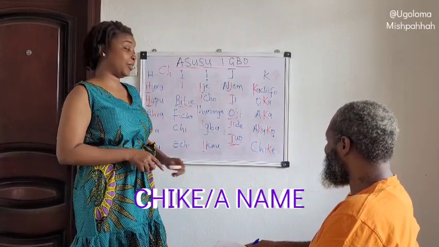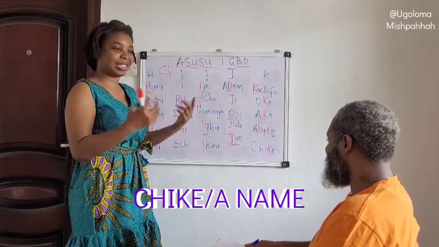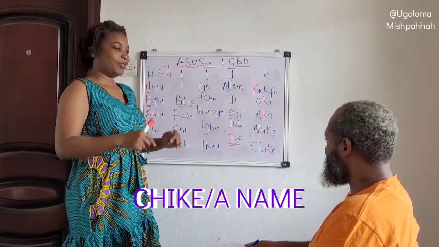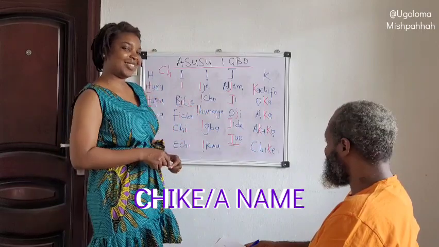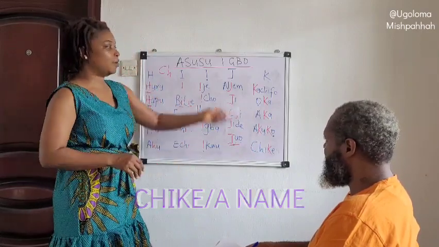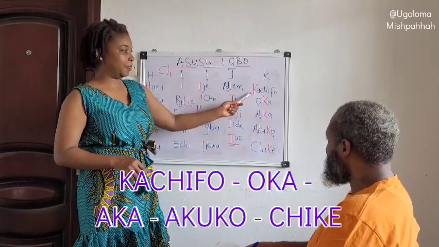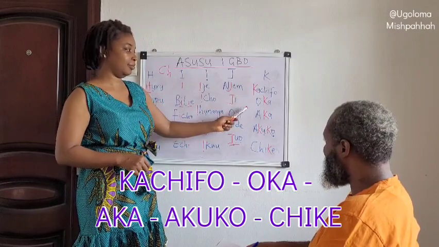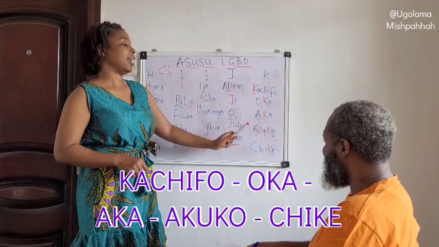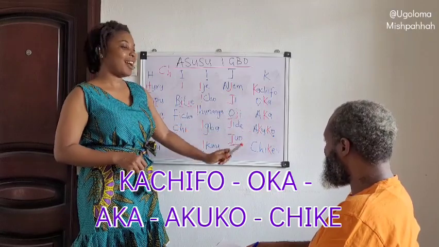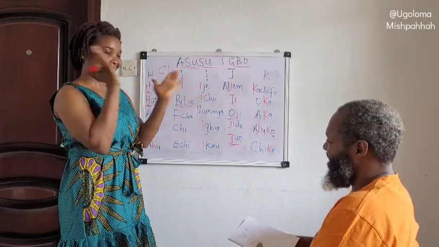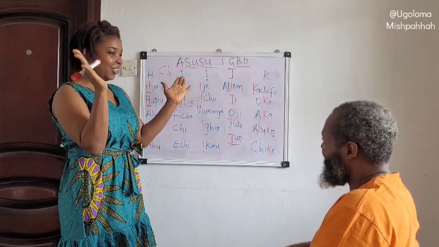Chike. Very good. This is somebody's name. Chike, just like Emeka, just like Ugo. This is a Chike. Very good. All right, now pronounce all of them from beginning to end. Go. Kachifo. Ọka. Aka. Akụkọ. Chike. Very good. Give yourself five. Clap for yourself. Do I get a lot of claps? No, one.